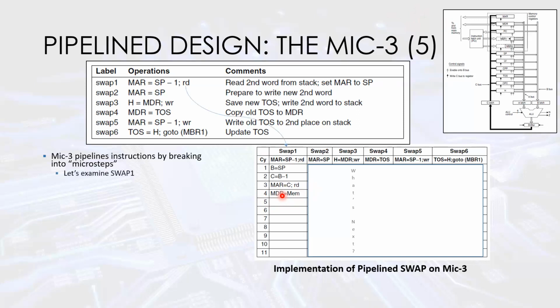Now, we just examined swap 1. Let's go to swap 2. What are the micro steps of swap 2? Let me give you another minute or two to see if you can come up with the micro steps. Don't worry about where they're going to be here, but what are the micro steps to carry out this operation right here? See if you can write them down, and then we'll put them up there.